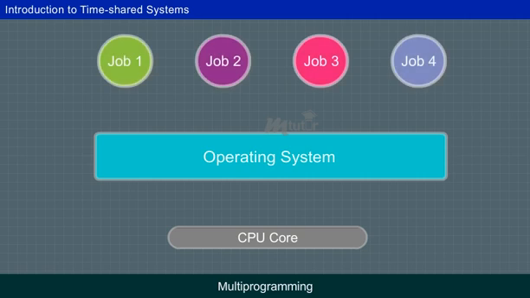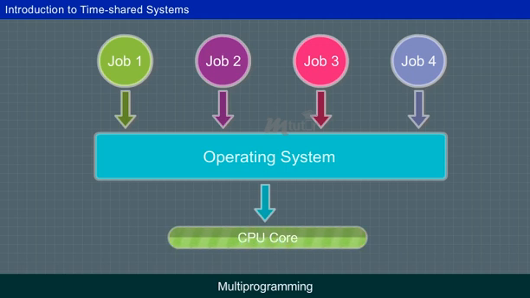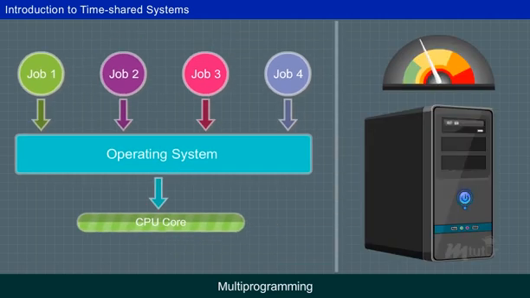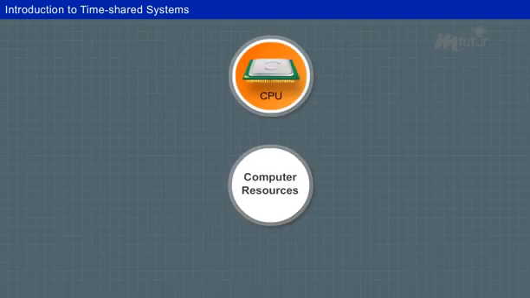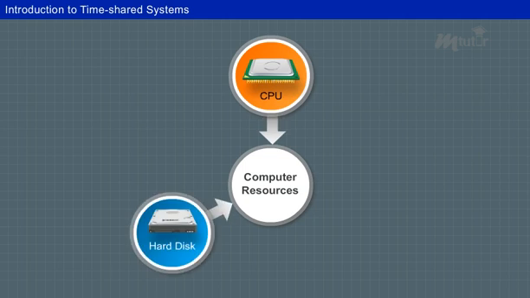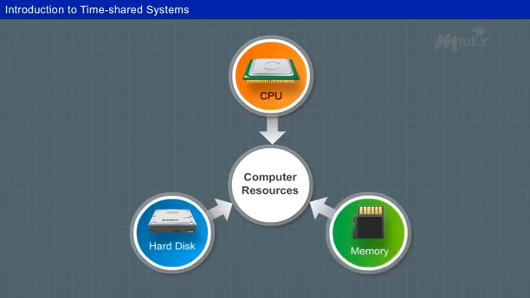You know that multiprogramming allows a processor to handle multiple jobs at the same time. It focuses only on increasing the CPU utilization. However, it is not enough if only the CPU is utilized efficiently. We also need to utilize all the other computer resources efficiently.